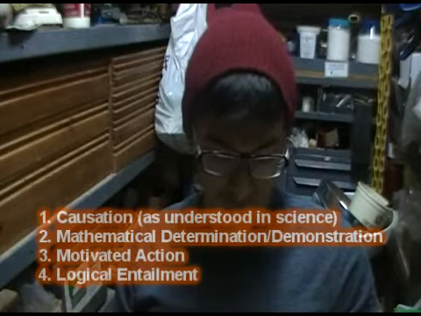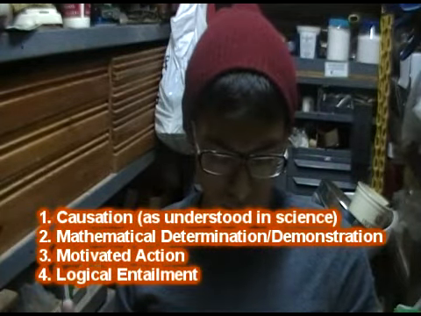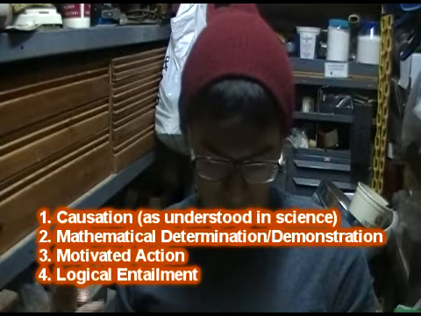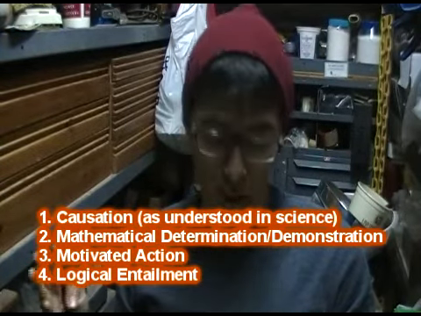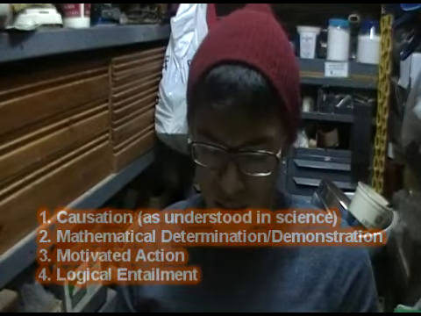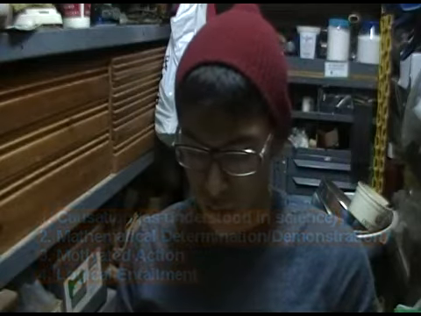Thus, to sum up the 4 kinds of necessary connections, all 4 points, to which Schopenhauer refers in the title of his book, are causation, as understood in science, mathematical determination, that's the second, logical entailment, that's the third, and motivated action, that's the 4th. According to him, all examples of necessary connection must fall into one of these 4 categories.